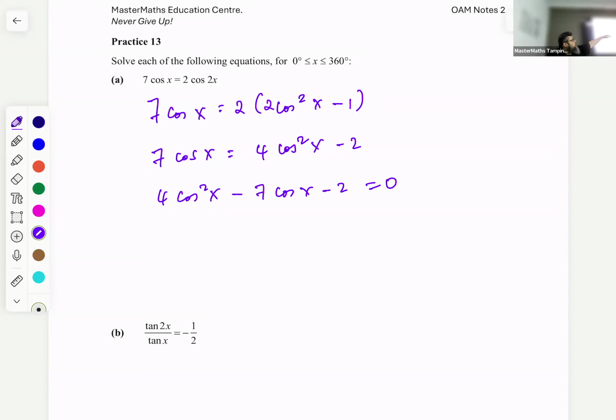All right. Cos 2x is actually 2 cos squared x minus 1. So you can do this. Bring it over. Now you factorize. You should be able to factorize. If you can't see, put it like this: 4x squared minus 7x minus 2 equal to 0. So now go and factorize this.